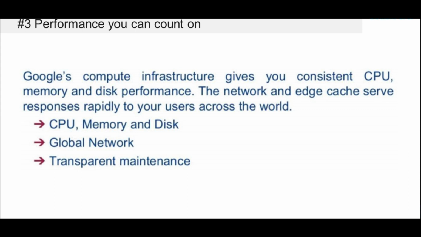That is another advantage. Google's compute infrastructure gives you consistent CPU, memory, and disk performance. The network and edge case servers that we discussed in the architecture respond rapidly to your users across the globe. So you get CPU, you get memory, you get disk, you get global network, you get transparent maintenance. Maintenance is very easy on the cloud. There are certain monitoring tools that keep on giving you the reports and the metrics, and likewise you can manage your cloud resources.